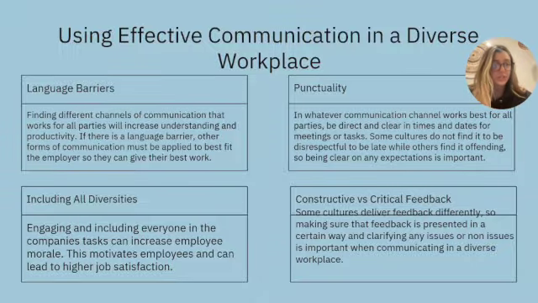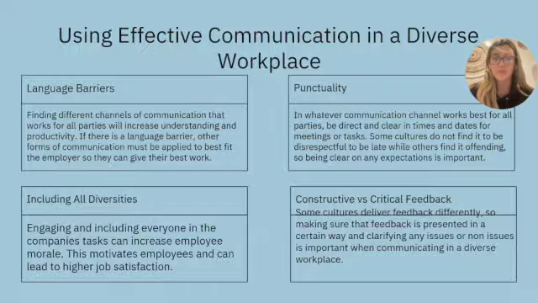Punctuality may be an issue within the cultures of your diverse workplace. In whatever communication channel works best for all parties, be direct and clear at all times on dates and meetings for tasks. Some cultures do not find it disrespectful to be late, while others may find it to be offensive. So, being clear on any expectations is important.